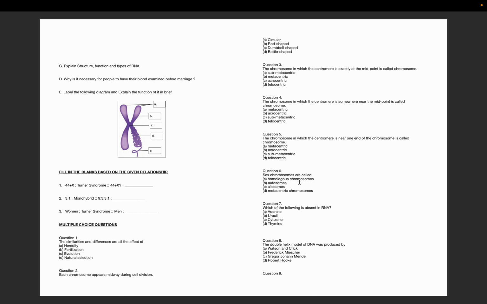And now let's look at the last part of our question paper. Multiple choice questions. Question 1. The similarities and differences are all the effects of heredity. Question number 2. Each chromosome appears midway during cell division, rod-shaped. Question number three. The chromosome in which the centromere is exactly at the midpoint is called what chromosome?